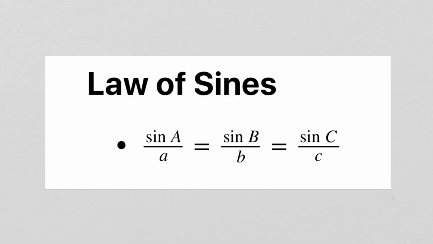The law of sines is sine A over a, which equals sine B over b, which equals sine C over c. So we're just going to say sine A over a equals sine B over b, which equals sine C over c, where the top letters are angles and the bottom are side lengths.